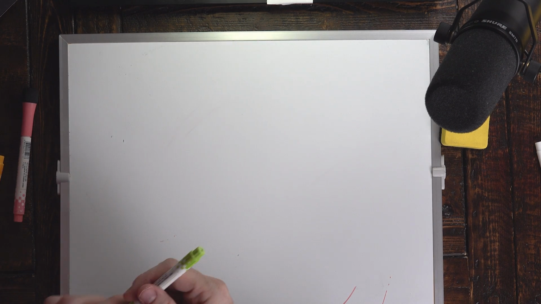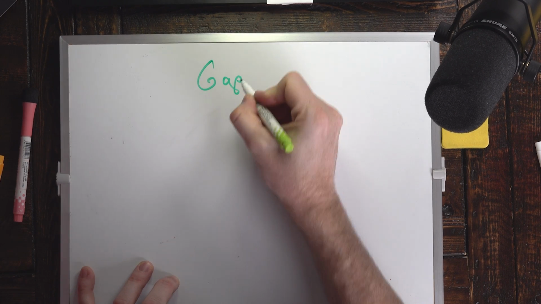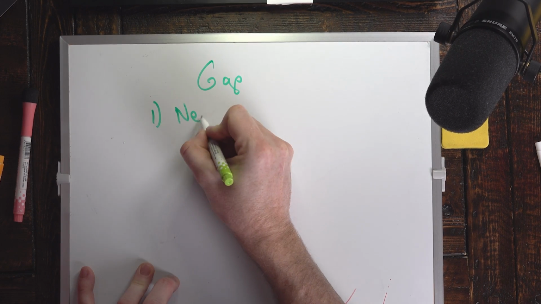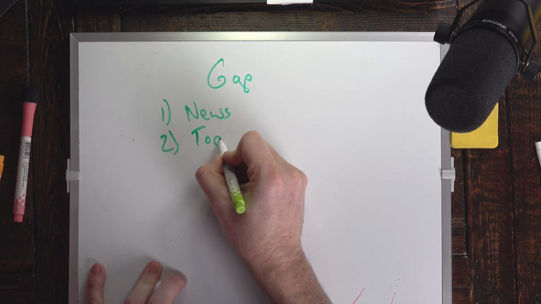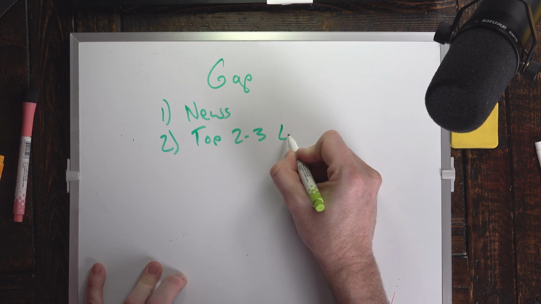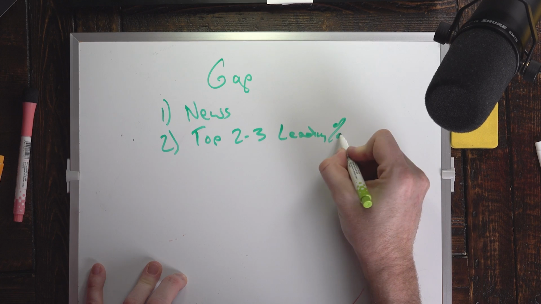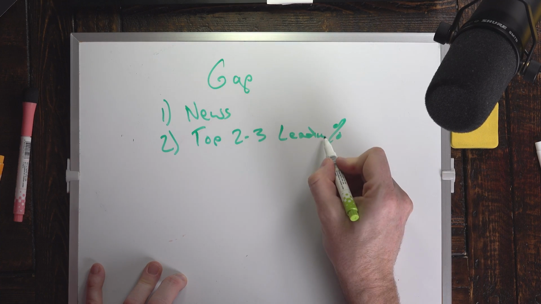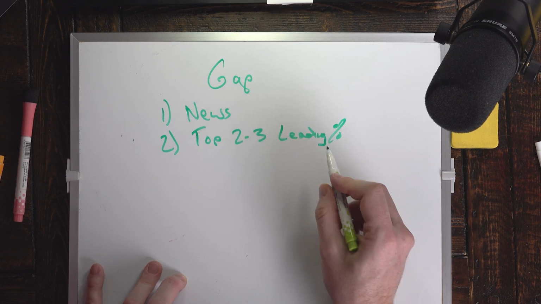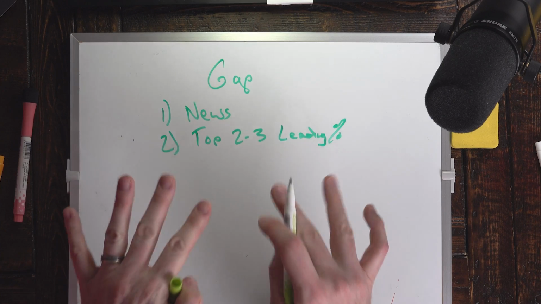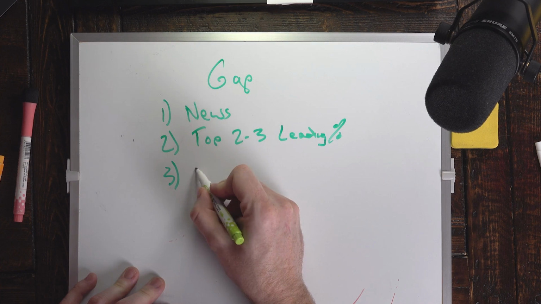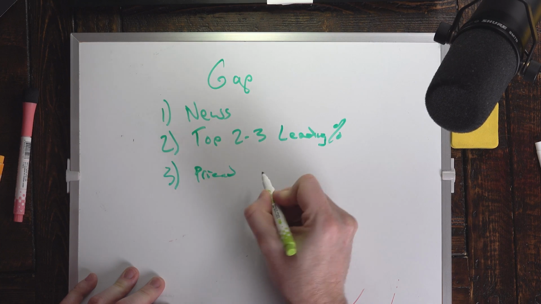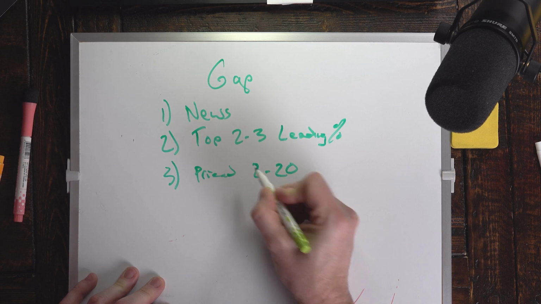So if we go back here, we already said we're looking for gapping stocks that, number one, have news. Number two, I'm going to generally be looking at the top 2 to 3 leading percentage gappers each day, because I want to be trading a stock that is super obvious that lots of other people are watching too. Number 3, I generally find that stocks priced between 2 and 20 perform the best.